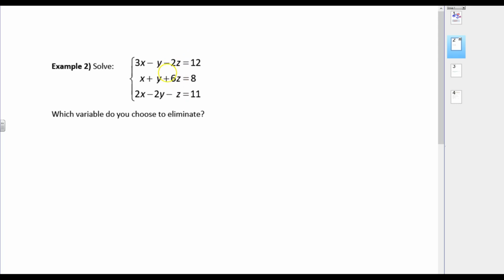The z would be pretty easy too, but the y is going to be very easy because they could cancel from these two really easily. And then they could also, if I multiply this one by 2 through here, I could cancel them here easily too. So I'm going to eliminate y.